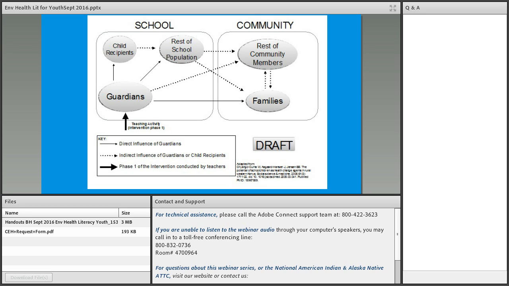Basically, the idea is that the guardians, which is what we call our students, get the teaching activity from our program staff, and they go out and teach other people in their school, the rest of the school population, as well as their families. They directly teach them what they're learning, and then we hope that spreads out into the rest of the community.